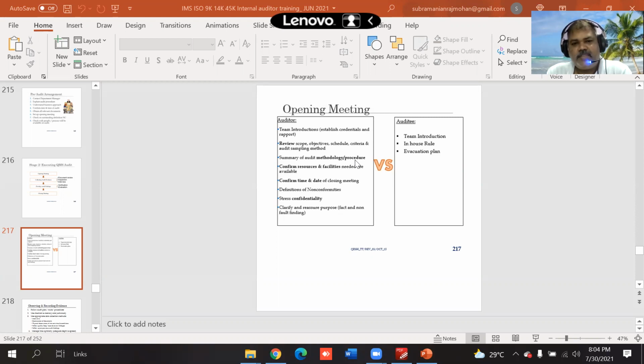Confirm your facilities and what is needed. Confirm the time and date of the closing meeting, what you are going to do, and the definition of non-conformities. Stress confidentiality, and clarify and reassure the purpose, that it is not a fault-finding exercise. Auditing is basically to find out if there are any gaps or errors, so you need to report them also.